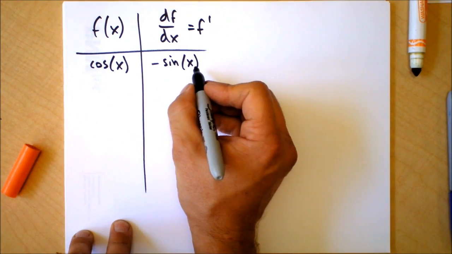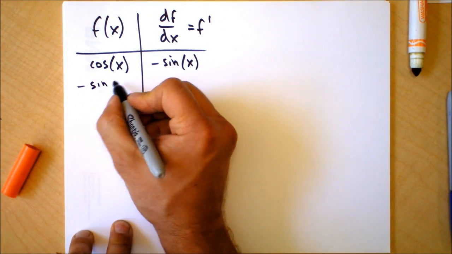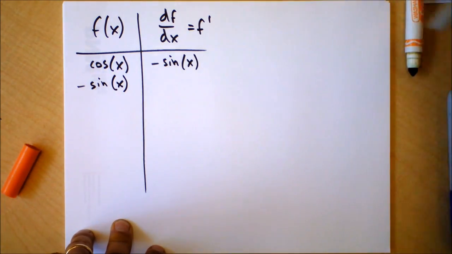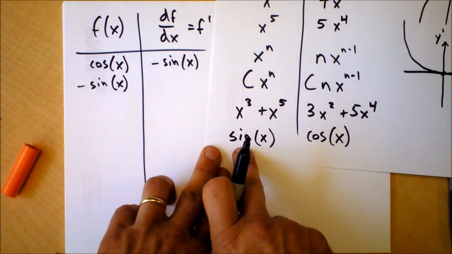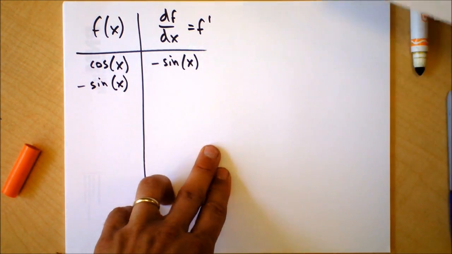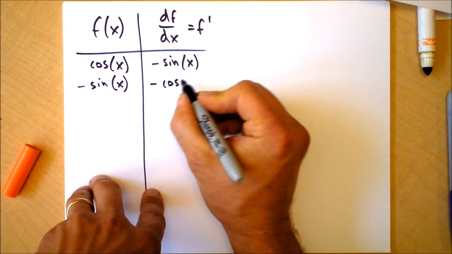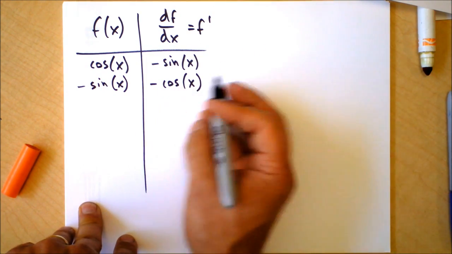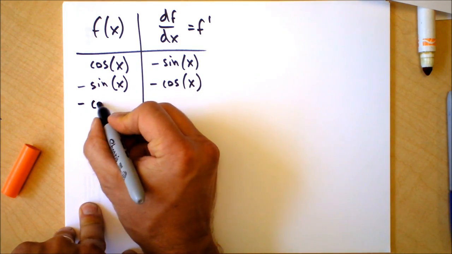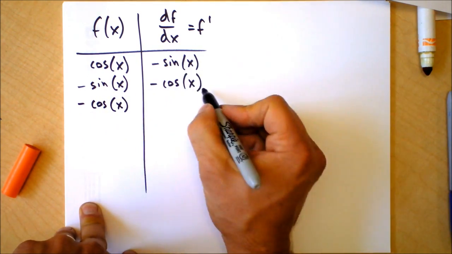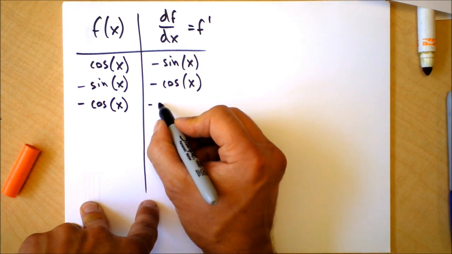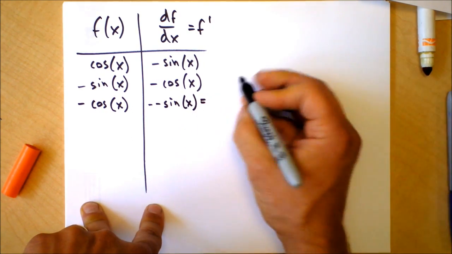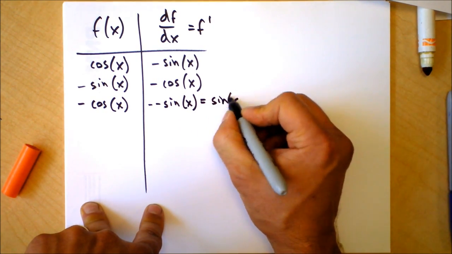What about the derivative of the negative sine? Well, we know already from this table that the derivative of the sine is cosine. So the derivative of the negative sine is the negative cosine. And since the derivative of the cosine is negative sine, then the derivative of the negative cosine is negative negative sine of x, which you know better as sine of x. That's it.